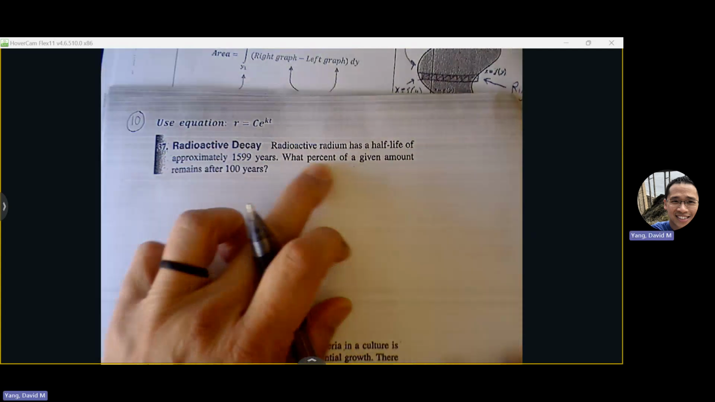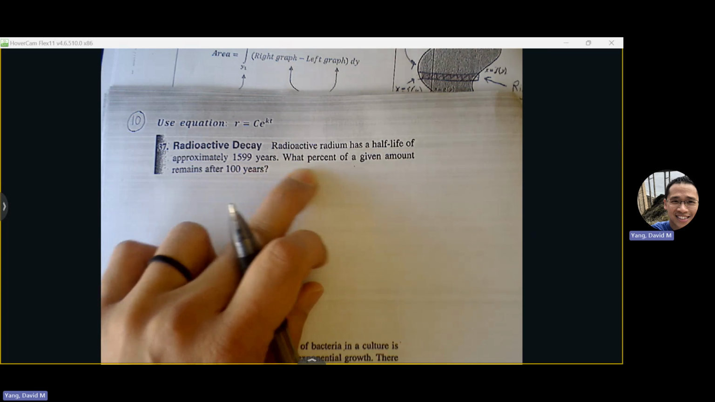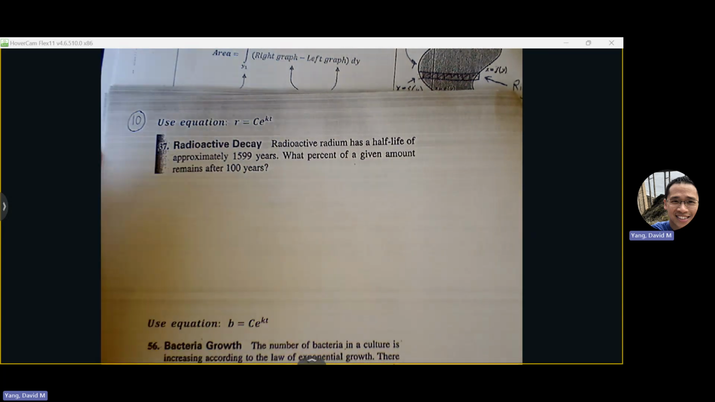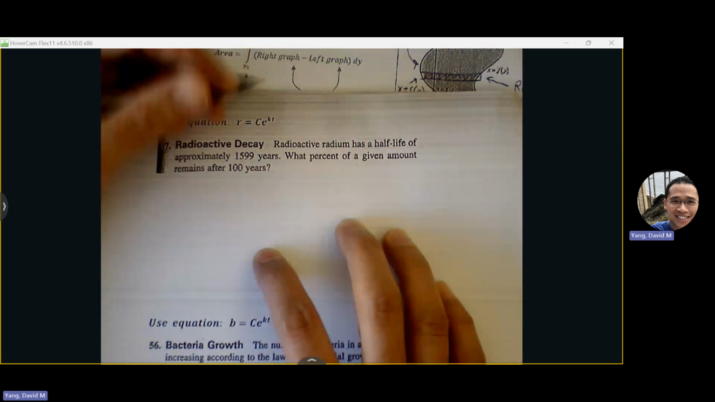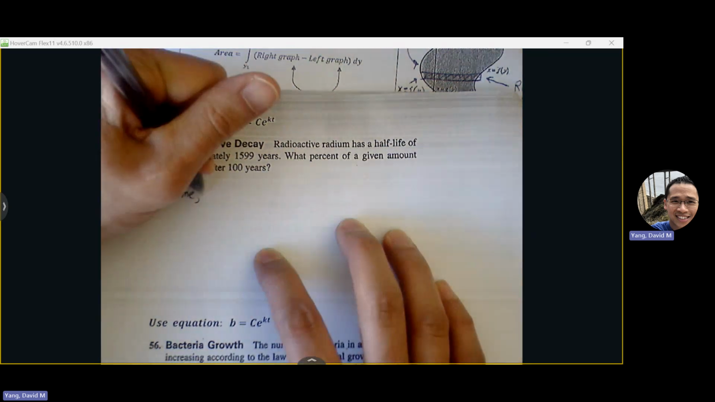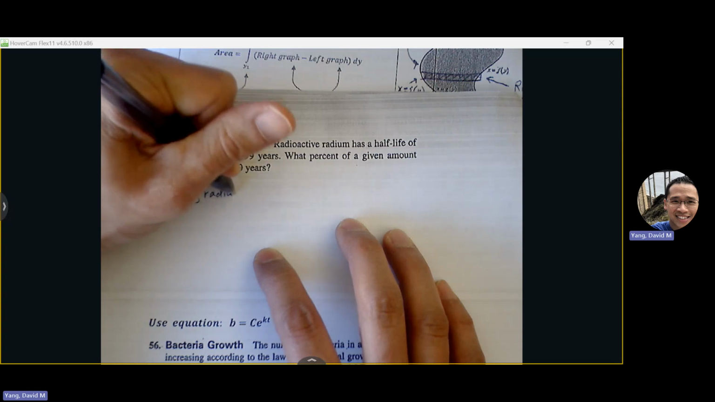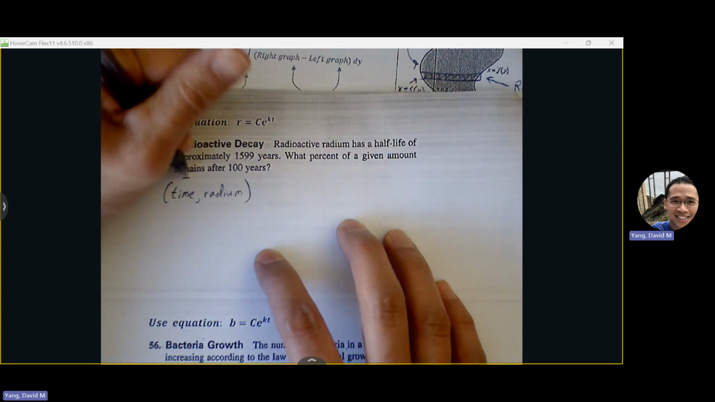So, radioactive decay. Radioactive radium has a half-life of approximately 1,599 years. What percent of the given amount remains after 100 years? We're always going to start off with our ordered pair here, gather some information: time and radium. Time is always your x, and whatever the other variable is is always going to be your y.